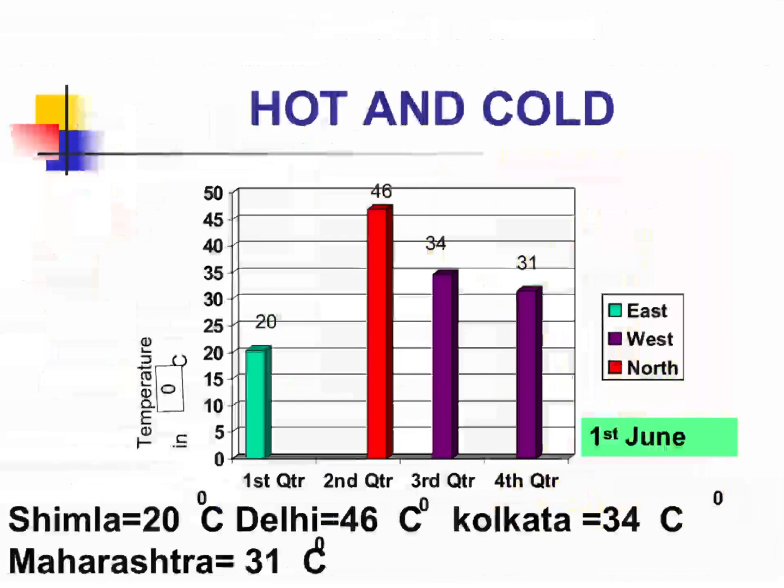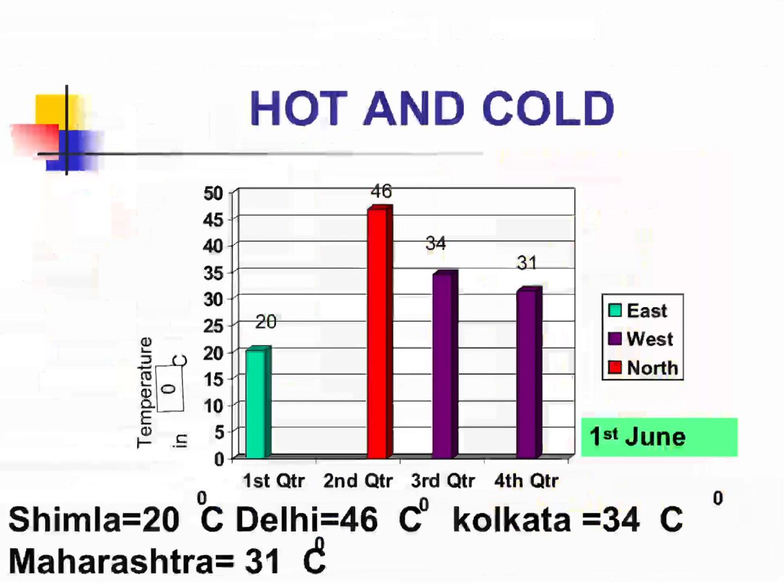Now, Shimla shows 20 degrees Celsius on 1st June. This green bar represents Shimla. So here you see it touches 20 degrees Celsius. It touches the margin of 20 degrees Celsius. So its temperature is 20 degrees Celsius. So from the chart itself, you can read what information it is giving.